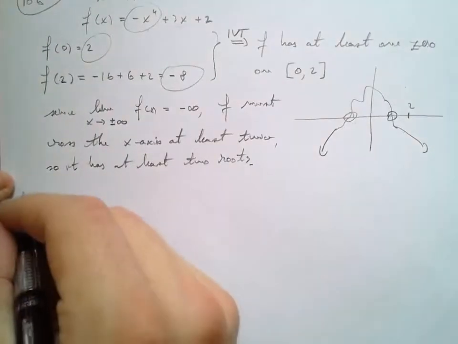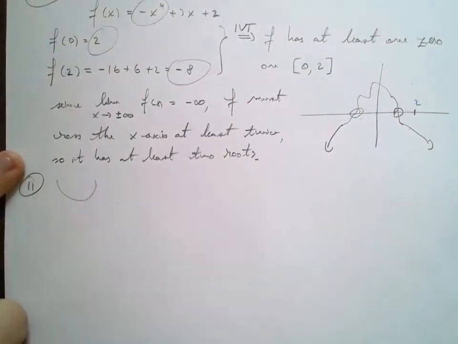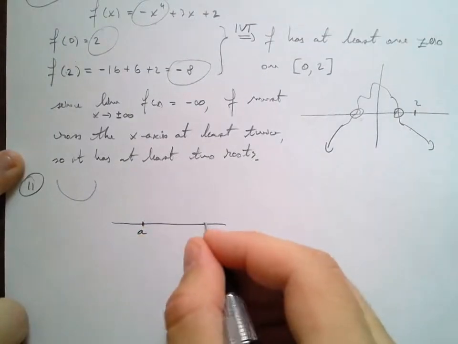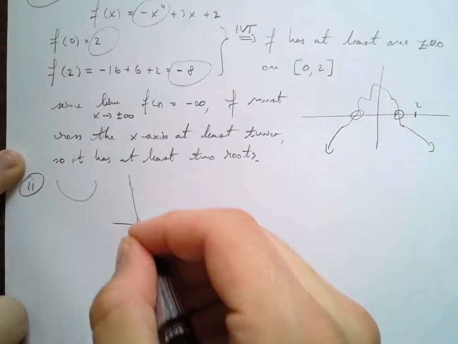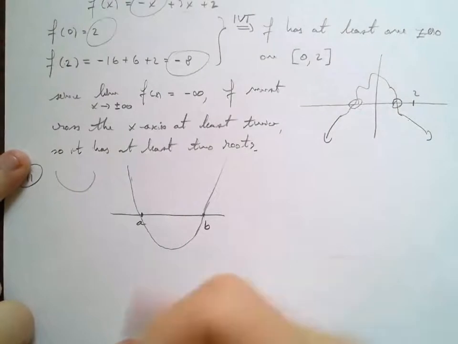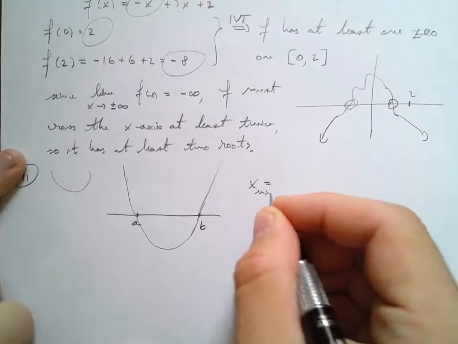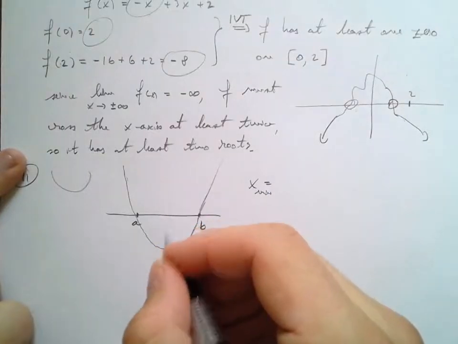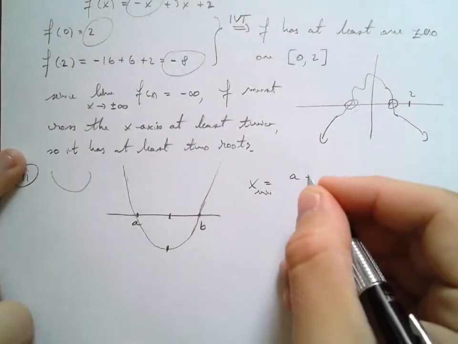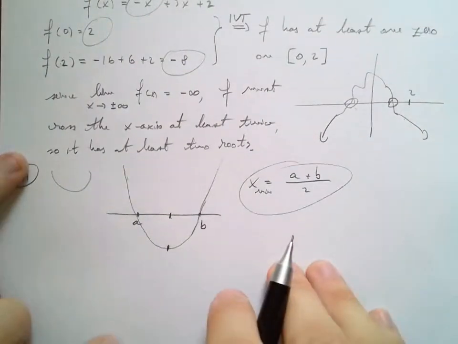Let's do problem 11, which says, okay, if you know that a parabola opens up, so it looks like that, and it has some zeros at x equal a and x equal b, the question is, for what x value is the minimum of the parabola achieved? One of the properties of the parabola is that the x value where the minimum is achieved lies exactly halfway between a and b. So it's going to be a plus b divided by 2. That's the x coordinate there.